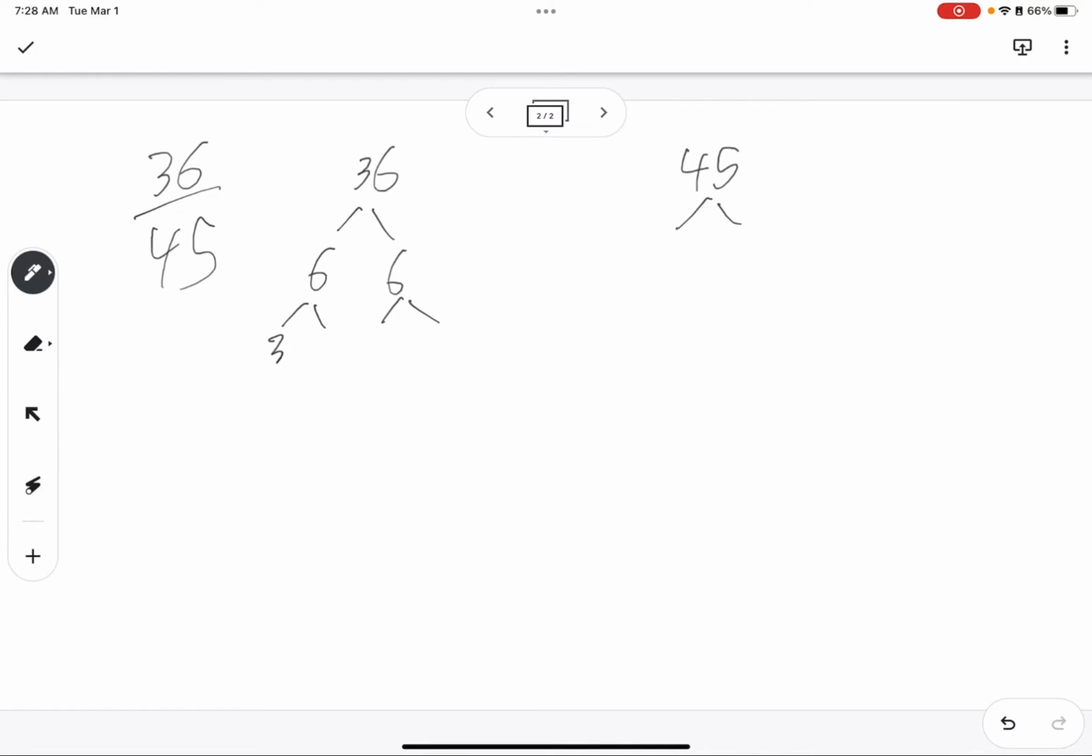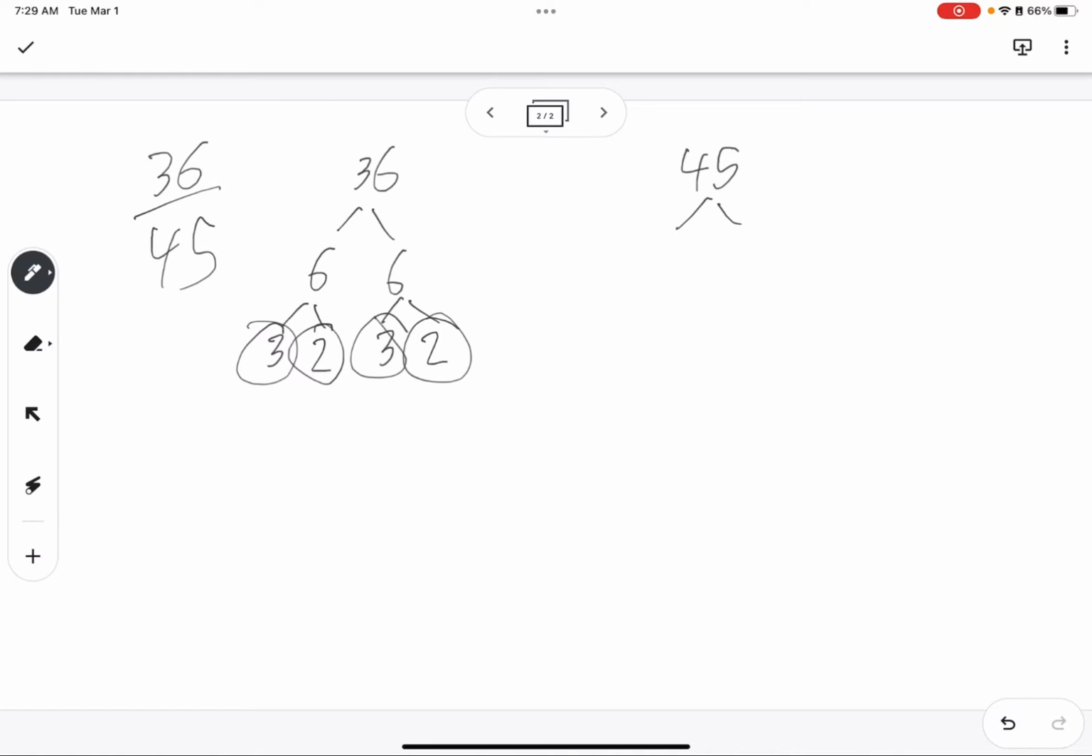I know it's 3 and 2. And since this is also 6, it's 3 and 2 as well here, okay? And now I look up and I know that 3 and 2 are both prime numbers. So I'm going to circle all. I'm only circling the prime numbers.